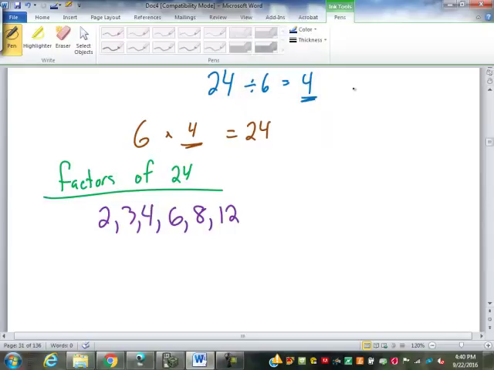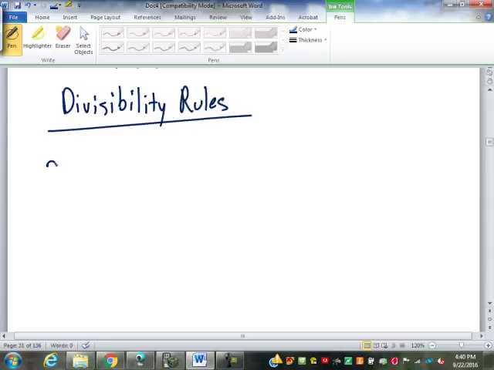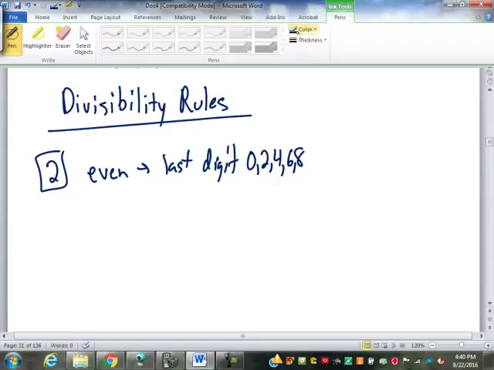24 is a number small enough that we can fairly quickly figure out what divides into it. But on larger numbers, there are ways that we can figure out rather quickly if it's divisible by another number. These are called divisibility rules. For example, to tell if a number can be divided by 2, how can we do that quickly? It's even. And by even, we mean the last digit is 0, 2, 4, 6, or 8.